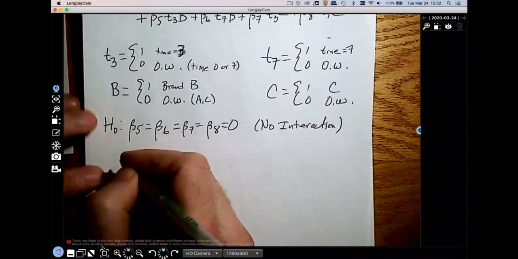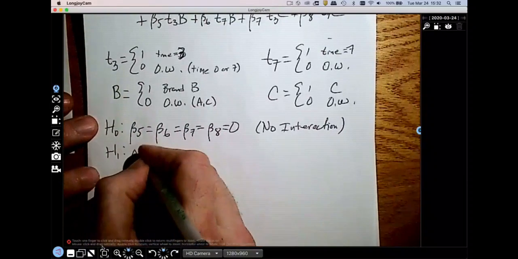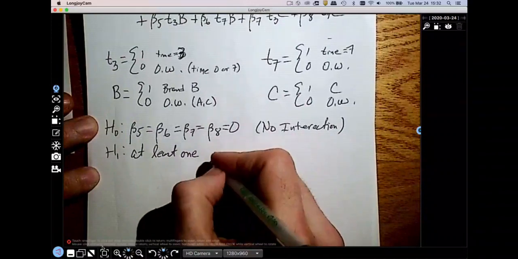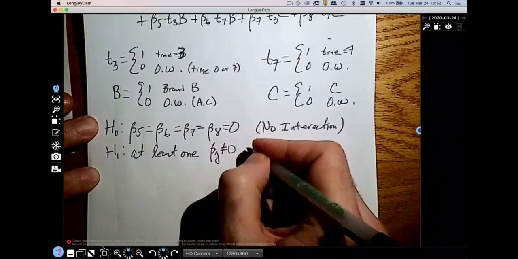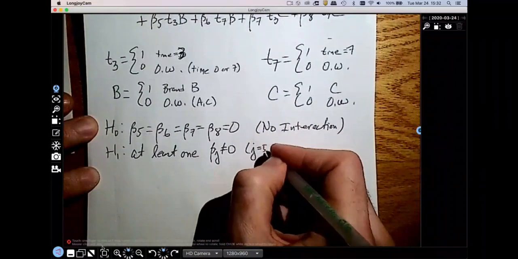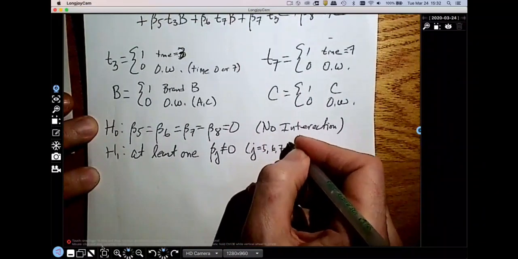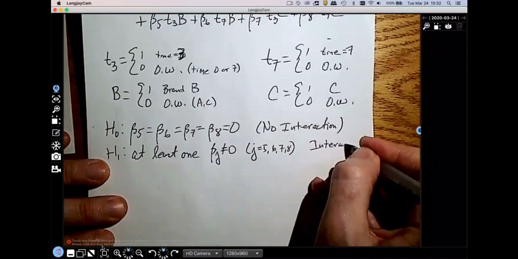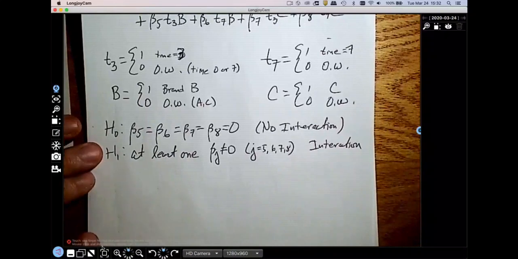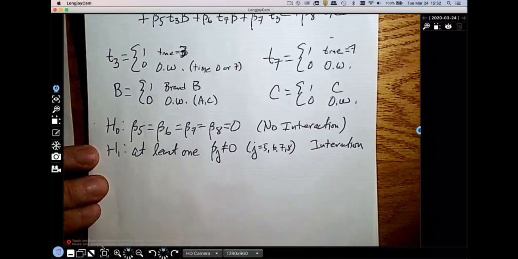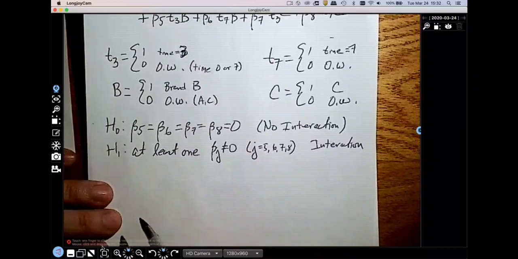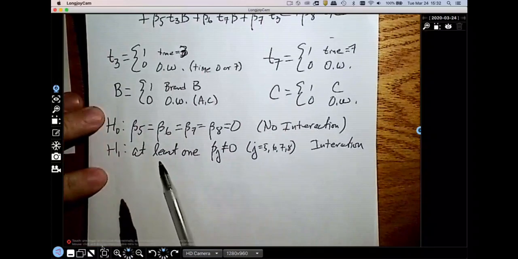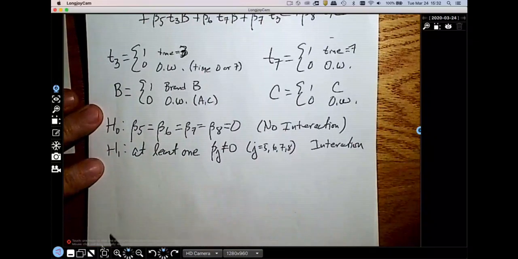All right. The alternative is that at least one of these betas is non-zero, so beta J for J equal 5, 6, 7, or 8. In English, this means interaction. So, at least one of these is non-zero, which means the relationship between time and acidity depends on brand, or you can express it the other way as well.